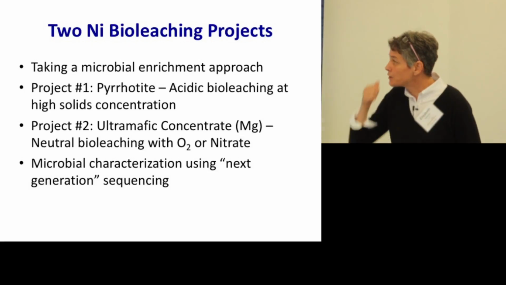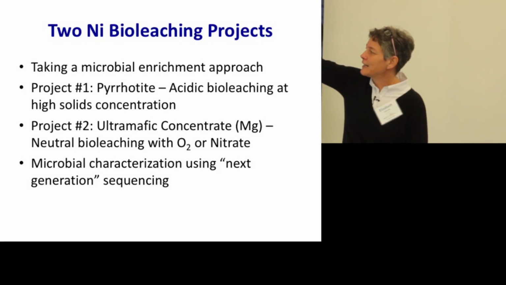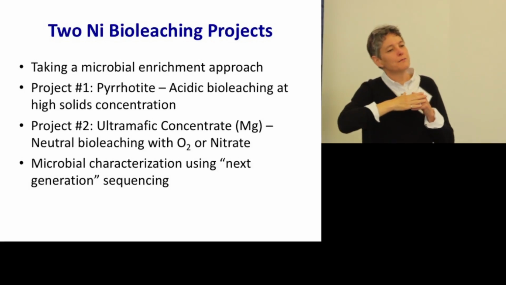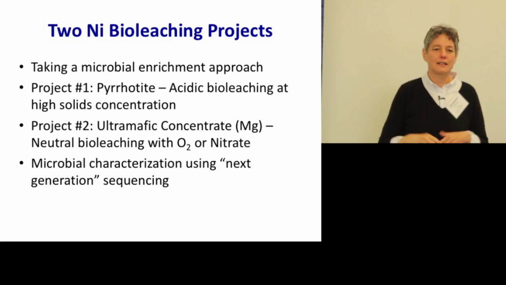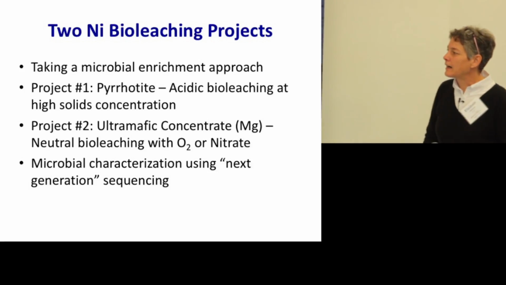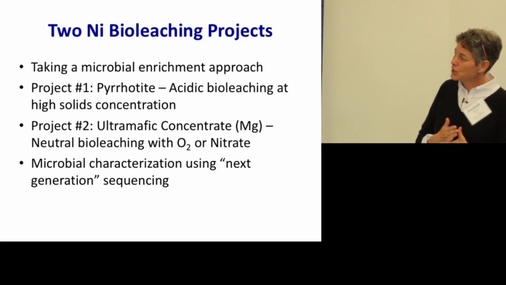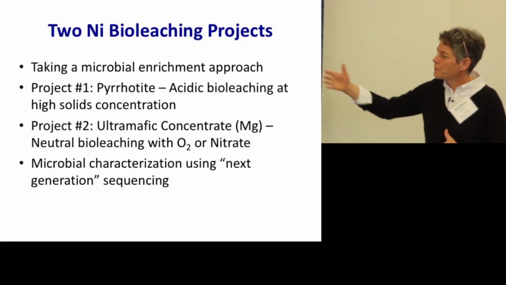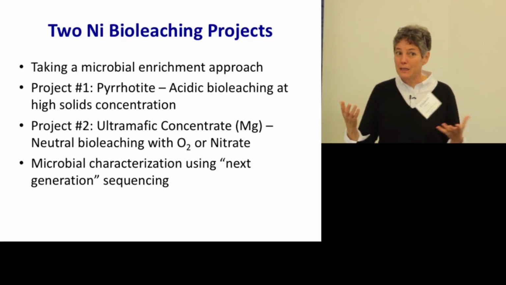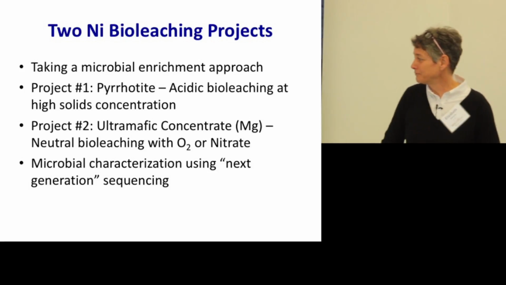And so we started these two bioleaching projects, one with pyrrhotite, an acidic bioleaching, and the idea there was to try and get very high solids content to make it kind of economically potentially feasible, and looking at under acidic conditions. And another one where it's an ultramafic, and so the idea of maybe, I put it to Vlad, maybe we could try nitrate, so he humored me.